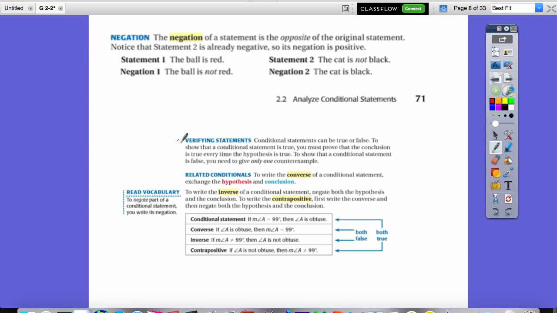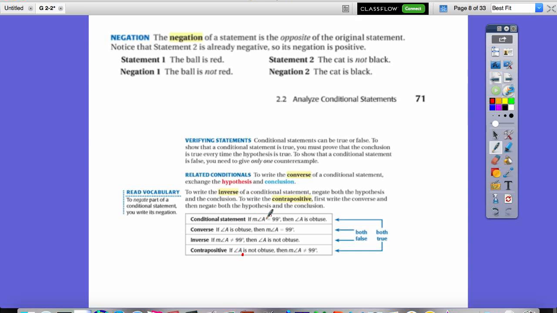So all of these different types of ways of writing it have different words. Conditional statements are our if-then statements. Our converse is where we take the hypothesis and the conclusion and we switch them. Okay? The inverse is when we go back to the original conditional statement and we say nots. And then the contrapositive, so we flip the order and put in the negation. So it's a little confusing, but let's look at this.